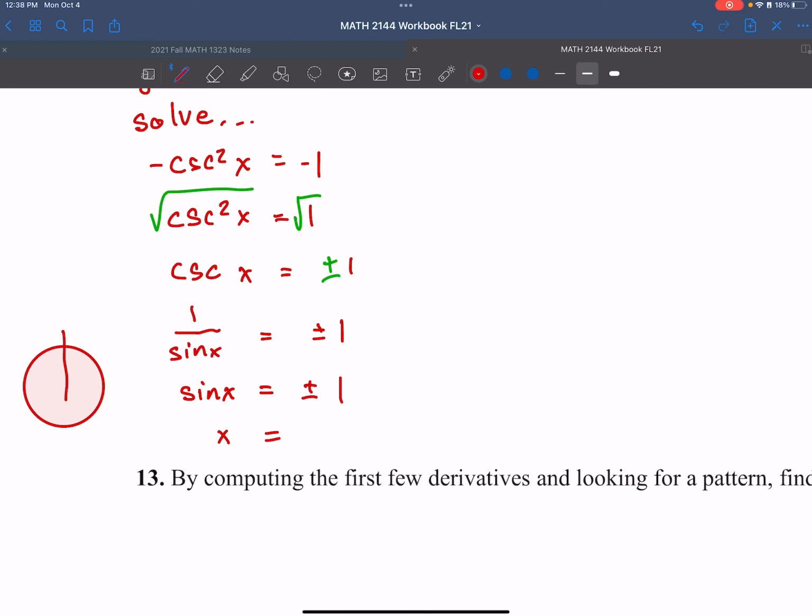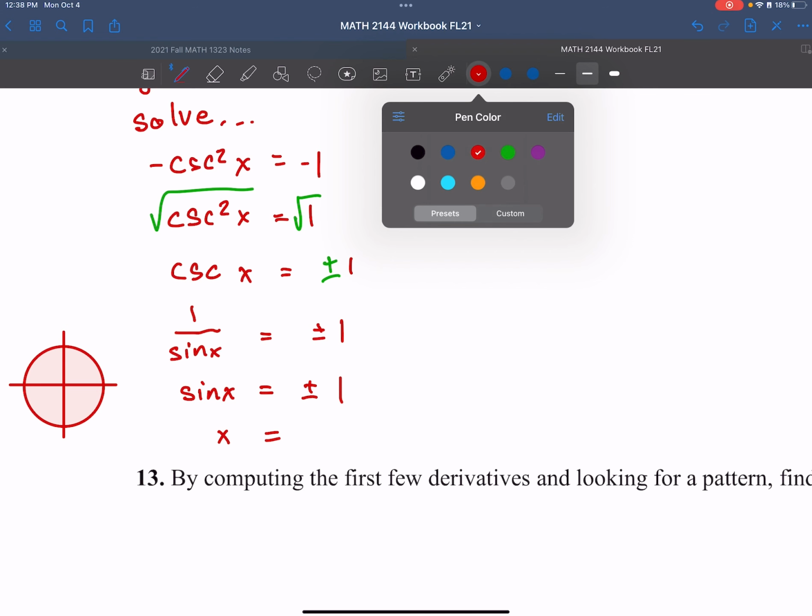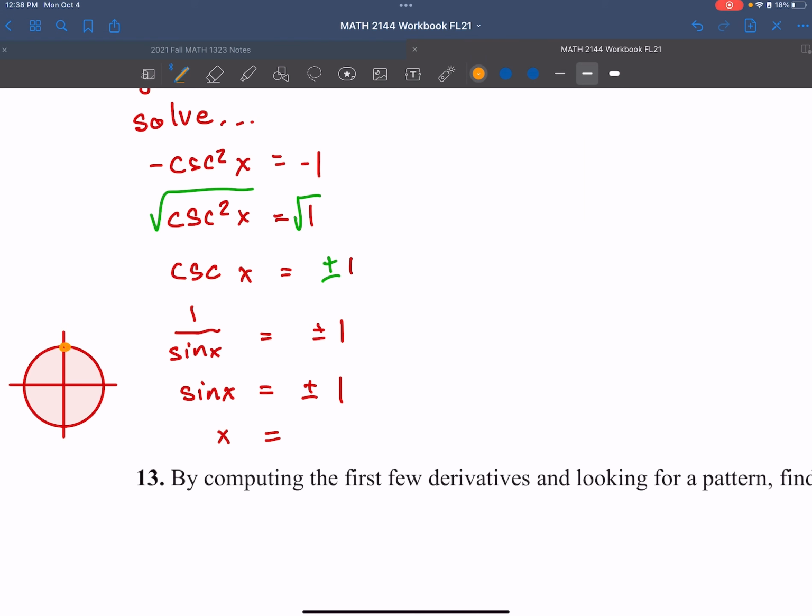We have two x values. Let me draw a unit circle. Or not, we're going to find two x values. On the unit circle, where are the y values equal to plus or minus 1? Right up here. Why the y values? Because we're looking at sine. This is the point 0, 1. This is the point 0, minus 1. So what we could see right here is that the x values are pi over 2 and 3 pi over 2, if we're considering the first time around the unit circle.